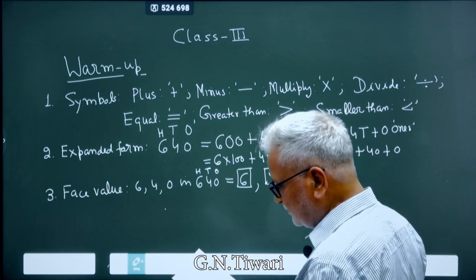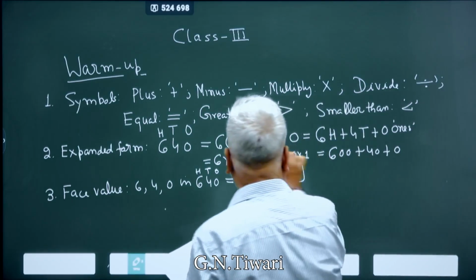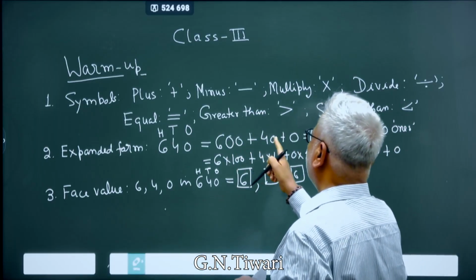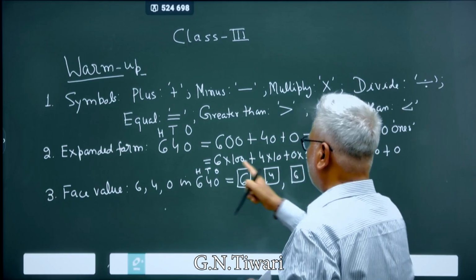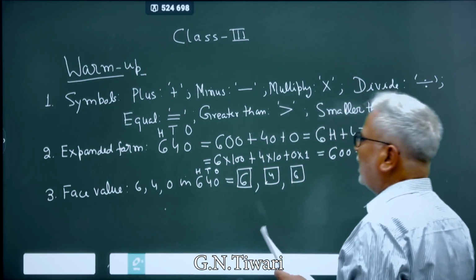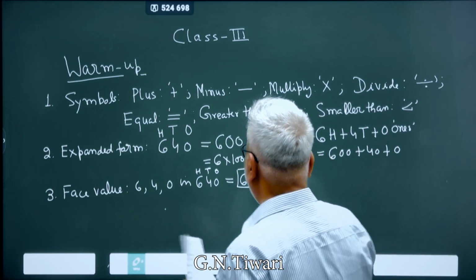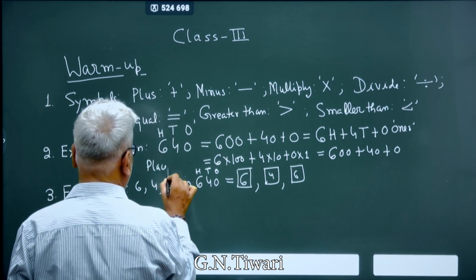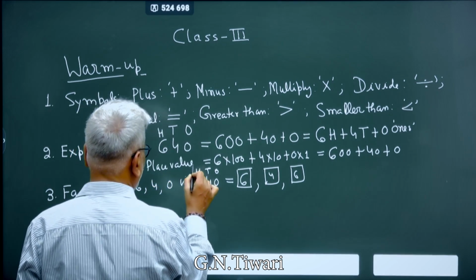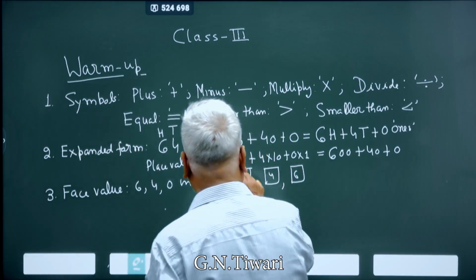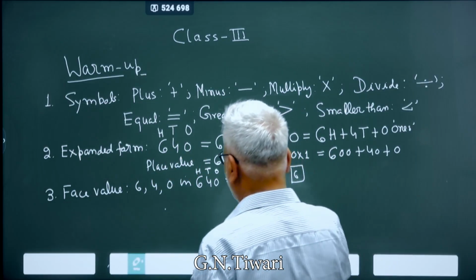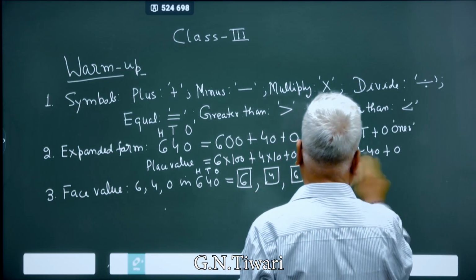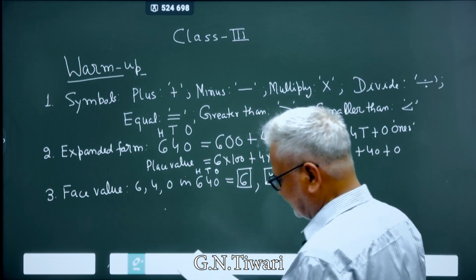Now these numbers are also known as the place value of 6, place value of 4, place value of 0, like this. Now you can write place value here, so confusion will not be there. Place value. So place value is 6 into 100, place value of 6, 4 into 10, 40 is the place value of 4 here. So you can do like this.